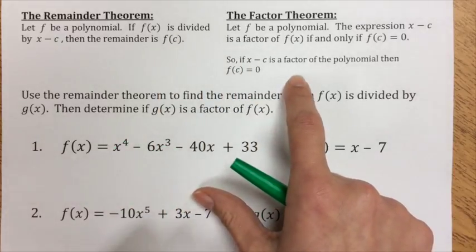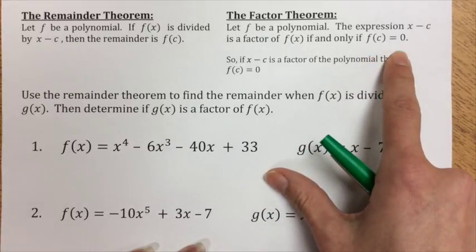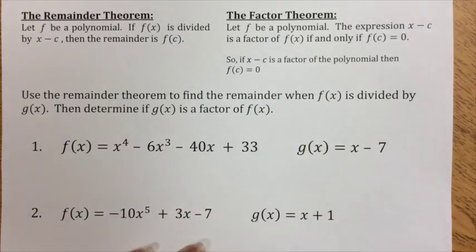Now, the factor theorem allows us to tell if x minus c is a factor, because if we plug in c and out comes 0, that means our remainder is 0, which means that x minus c divides evenly into that polynomial, and therefore it is a factor.